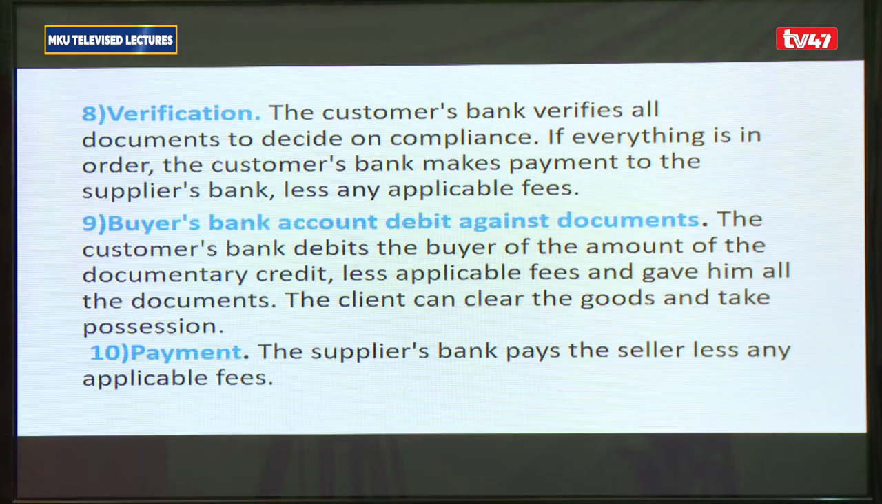Okay? If everything is okay, then it will make payment less the applicable fees. Now, the buyer's bank account debits against those documents. What are we saying? That it will go back to its client's account and debit the sum, and say, we have paid this on your behalf, you owe us this amount of money, okay? Less the applicable fees, then once the client pays out, they are able to clear the goods and take possession. Remember, money has already been sent to the seller's bank, the confirming or the issuing bank, and once they receive the sum of money, they will make payment to the seller, which is the last step, okay? I believe that is very clear.